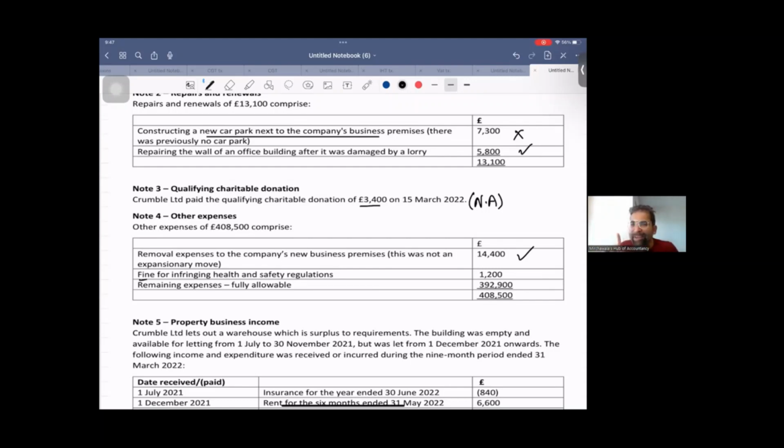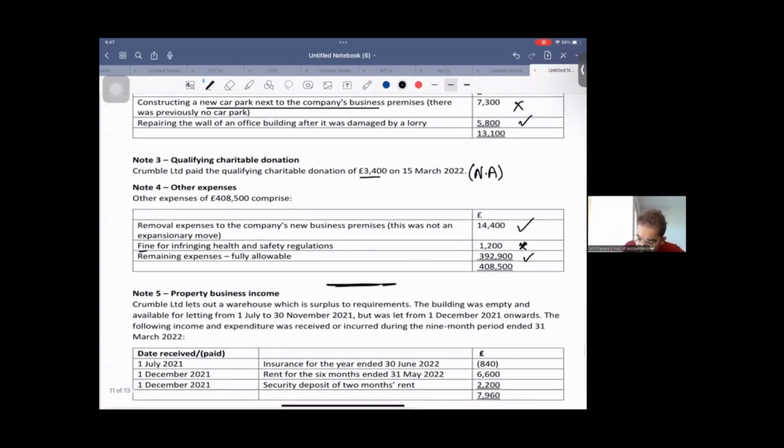Fine is always on bad guys, and the government does not support bad guys. So this is not allowed. Remaining expenses are fully allowable. So till now, this was the end of trading income of this question.